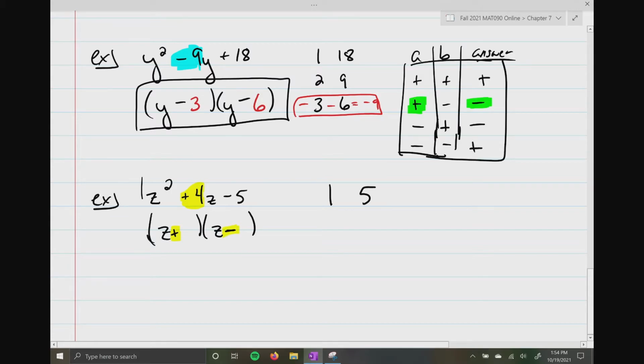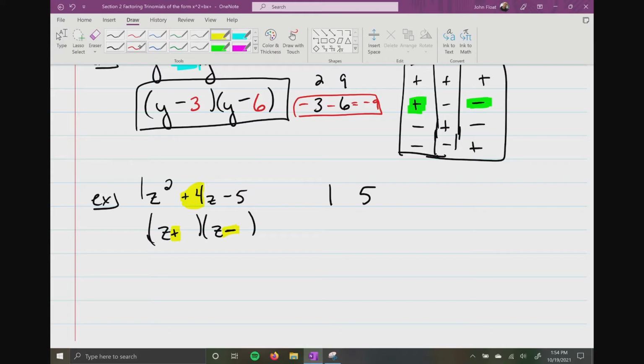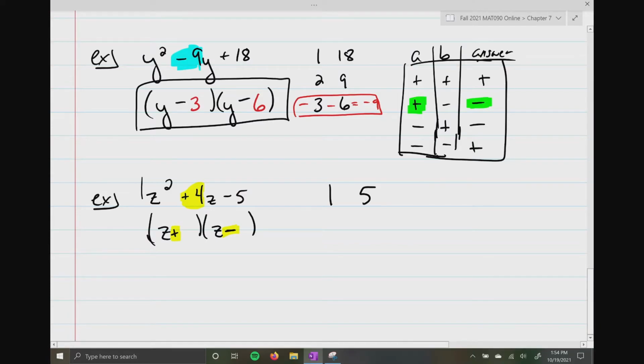And the only way that I can use 1 and 5 together so that it equals 4, and I know one of them is positive and one of them is negative, is -1 plus 5 equals positive 4. And because this is very specific, note that the 1 is negative, which means I need to put it with the minus sign in my answer. And the 5 is positive, which means I have to put it with a positive in my answer. So this turns out, and I'm just going to write it nice and neat, the factor form is z plus 5 times z minus 1.